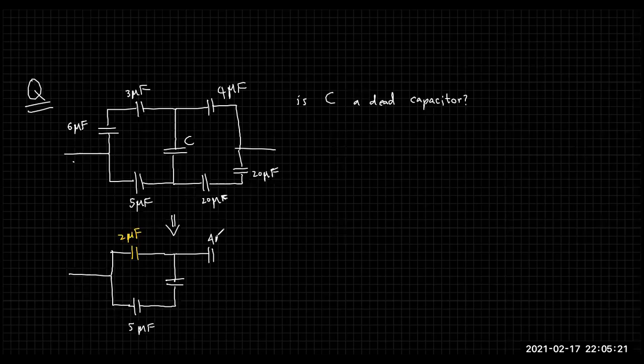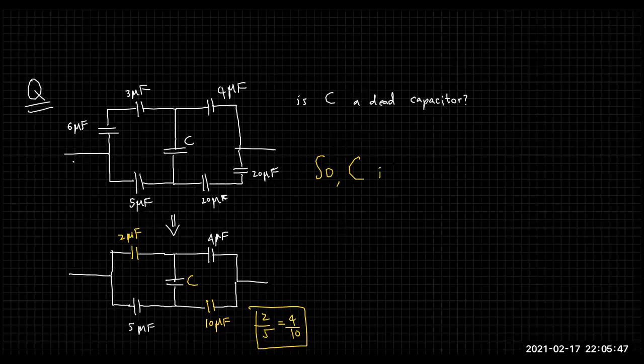And what will we have at the bottom, people? 20 and 20 microfarad capacitors are connected in series. So 20 divided by 2, that will be 10 microfarad. Okay, look at the ratio. 2 is to 5 is equal to 4 is to 10, correct? 2 over 5 equals 4 over 10. So C is a dead capacitor. All right. Fine. Good.